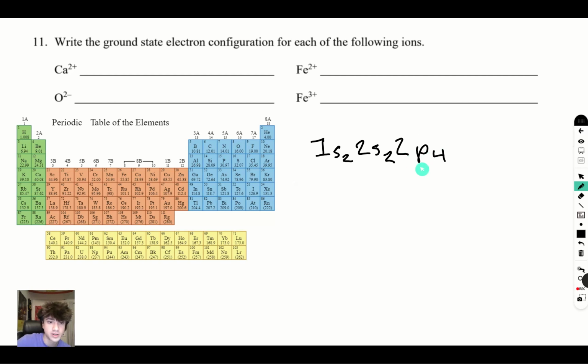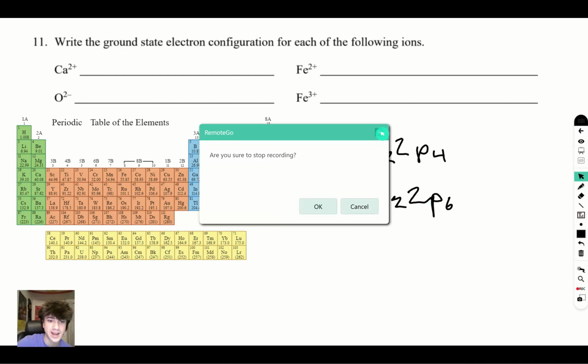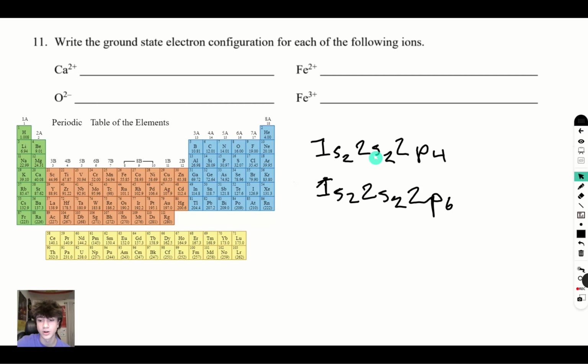So add 2 electrons, you're going to get 1s2, 2s2, 2p6. And there you have it. That's how you go about solving those 3 problems. And with that, you should be able to solve and figure out everything in 1.5.